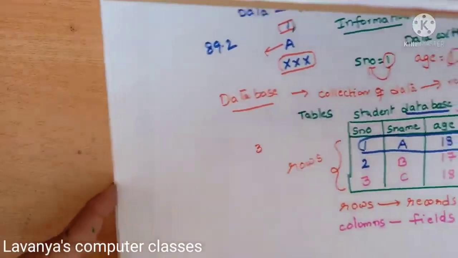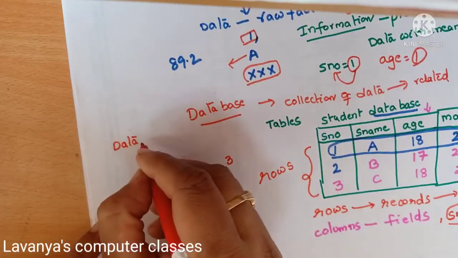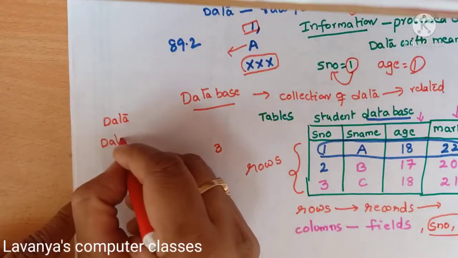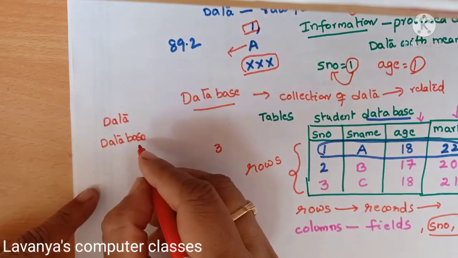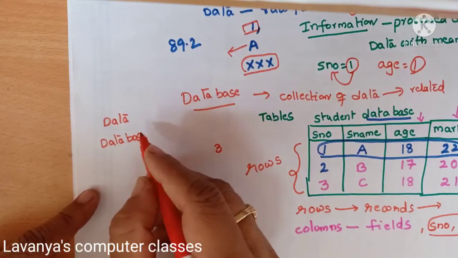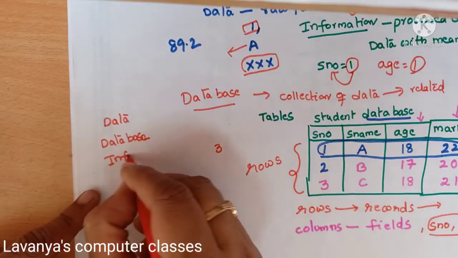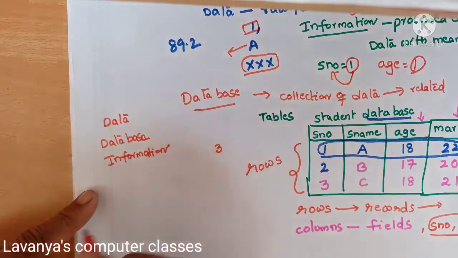So what are the terms used here? What is data? Any raw fact is known as data. Next, database. What is a database? A collection of processed data. A collection of all the data stored in one place is called a database. What is information? Data with meaning is known as information.